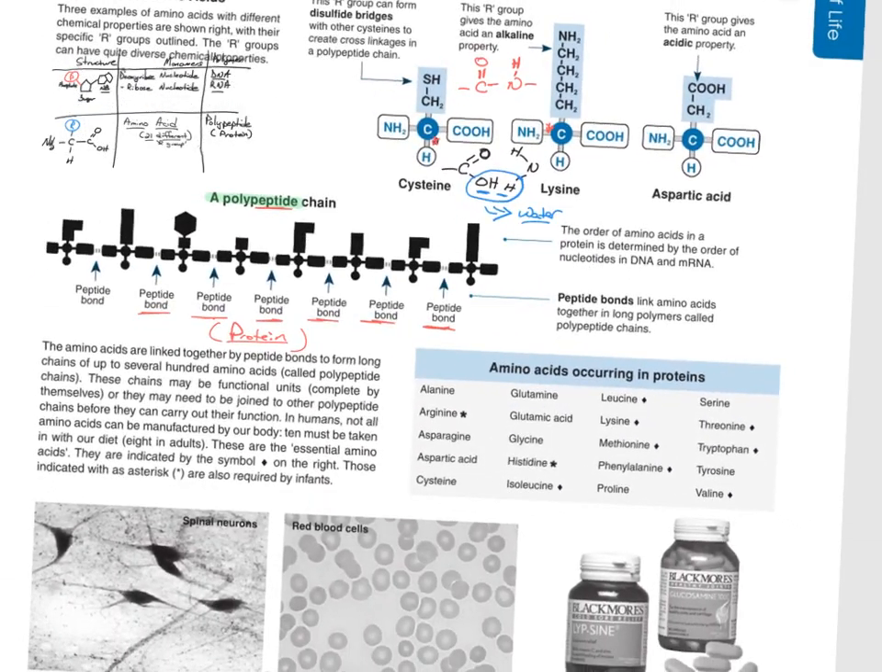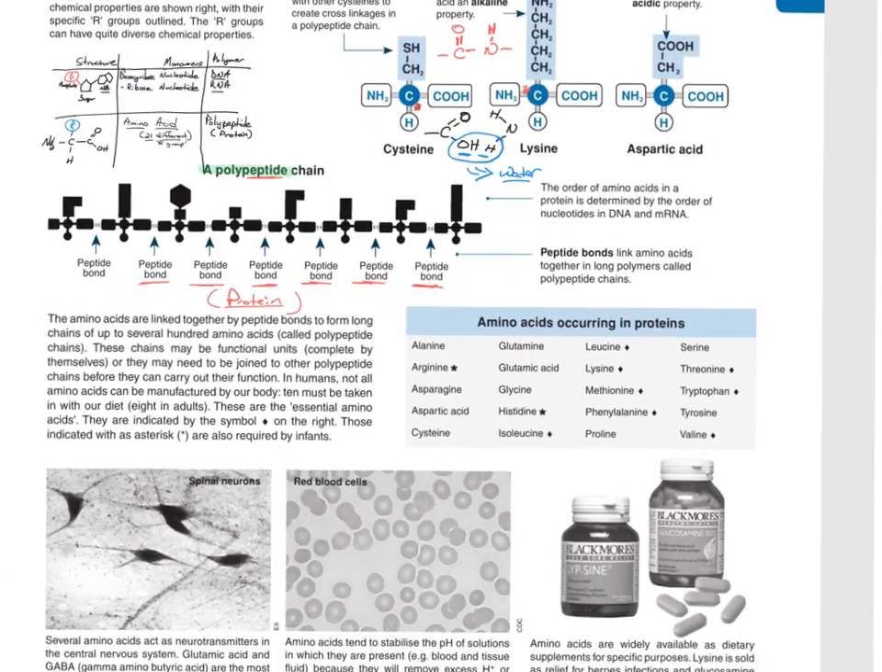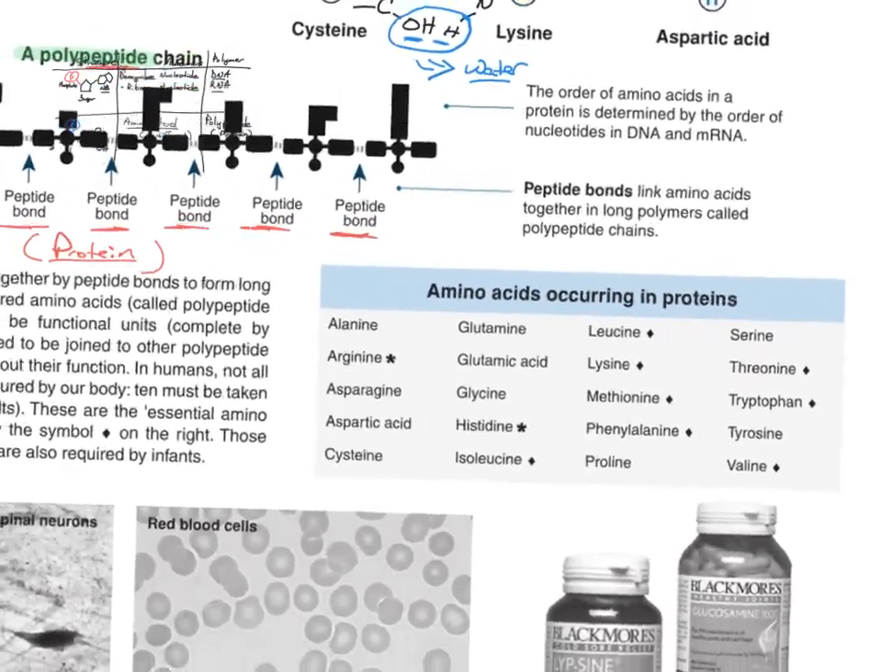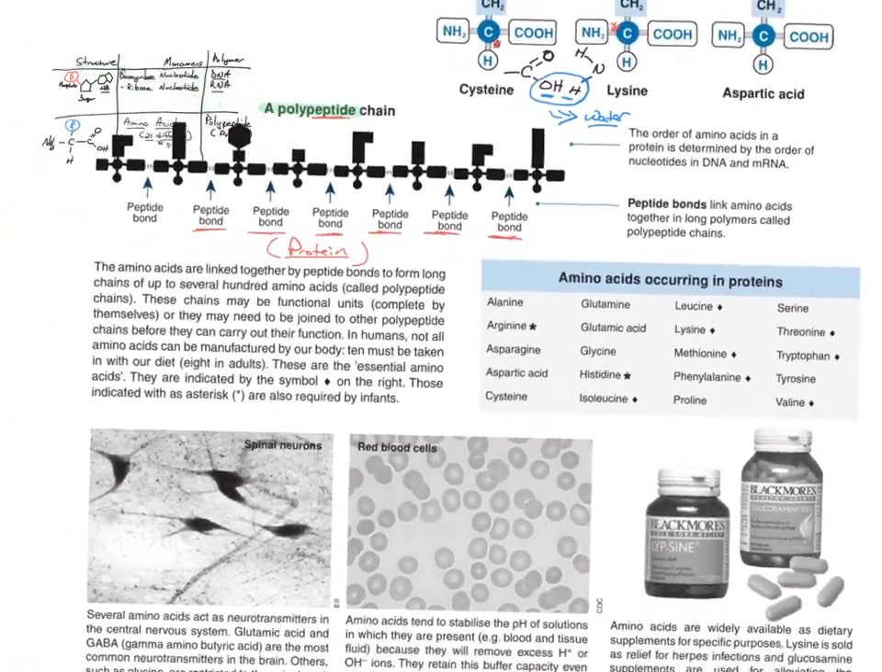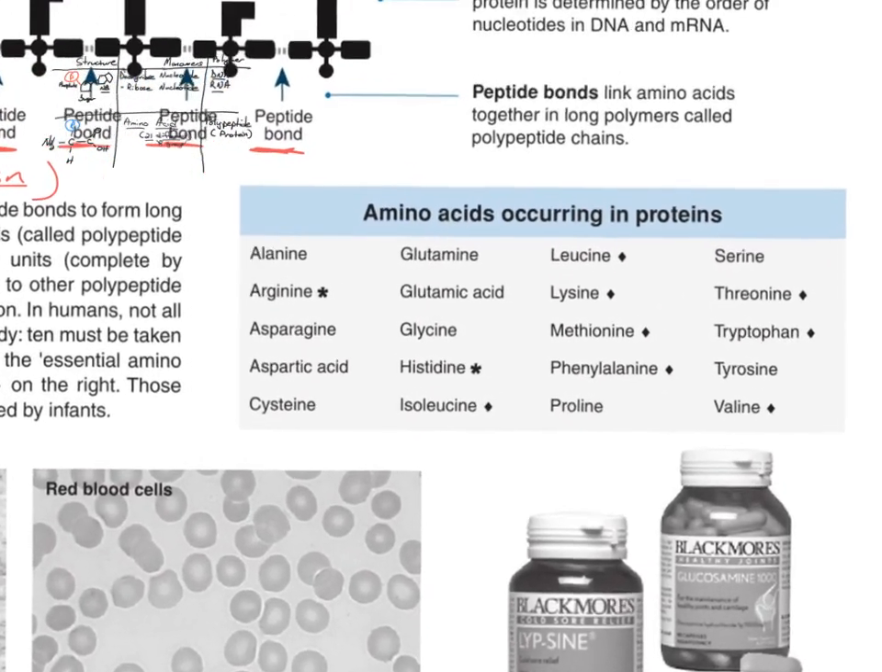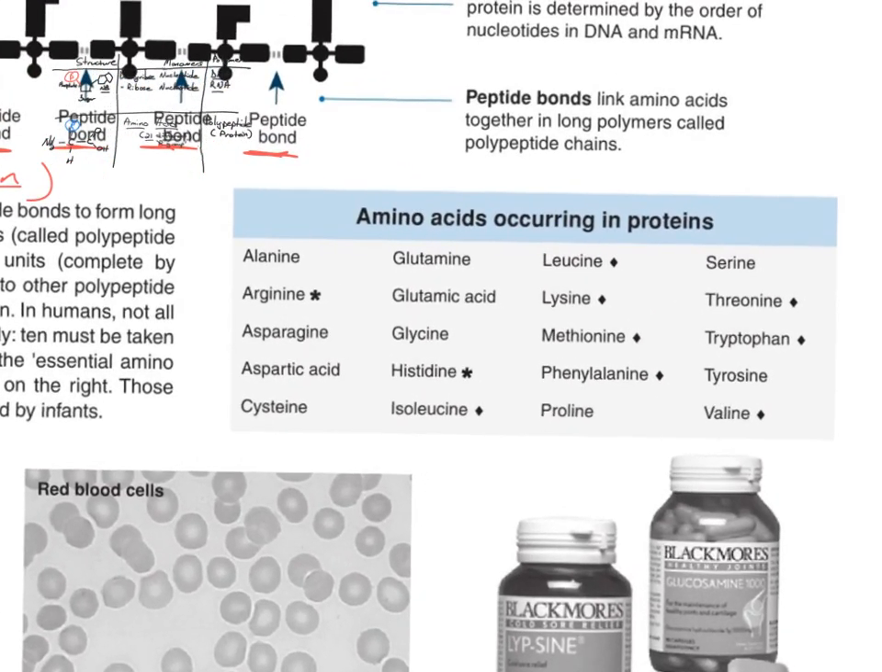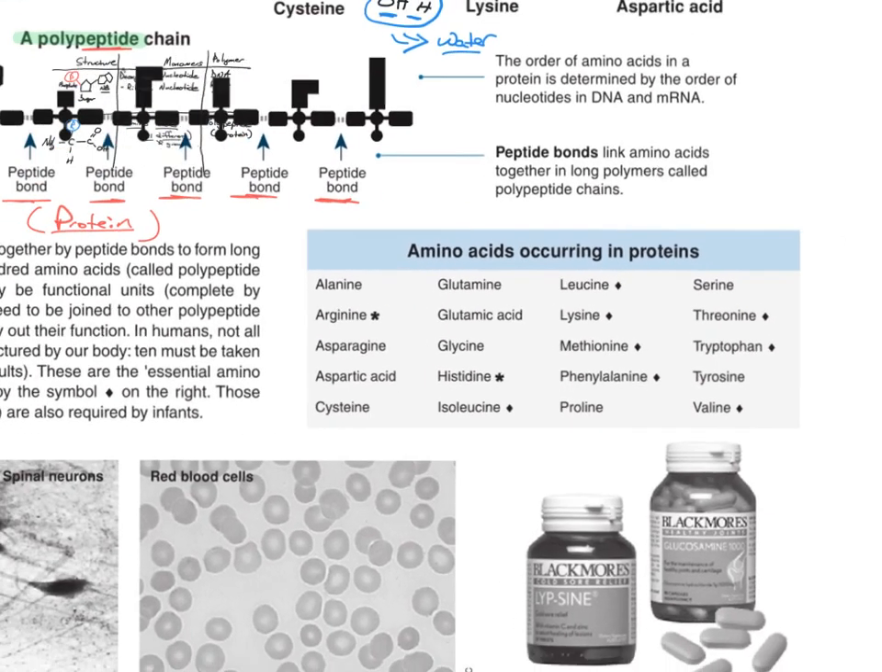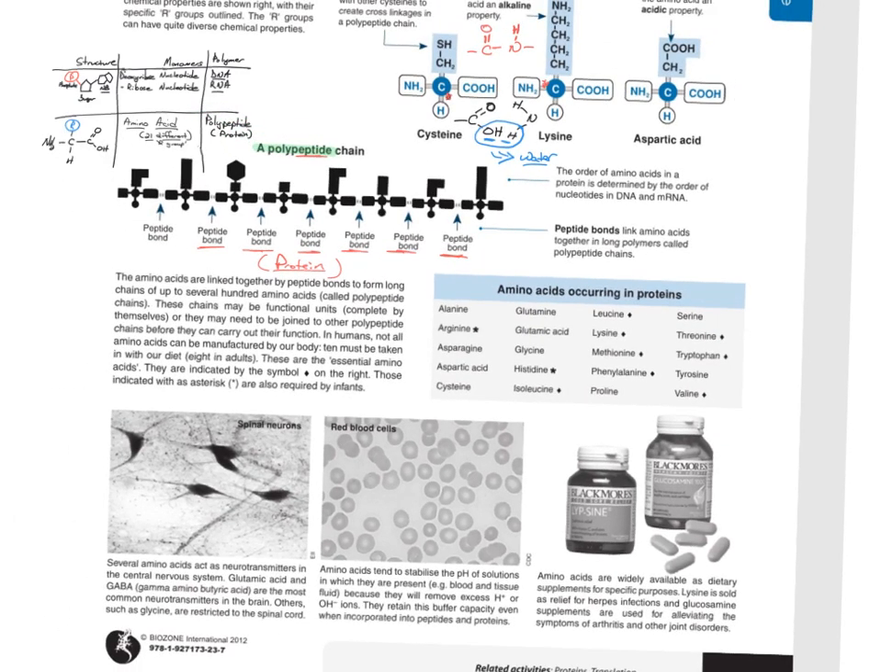So here are some of the amino acids. 1, 2, 3, 4, 5, 6, 7, 8, 9, 10, 11, 12, 13, 14, 15, 16, 17, 18, 19, 20. There's 20 amino acids here. There's actually a lot of amino acids. All right, there's more than your body uses.